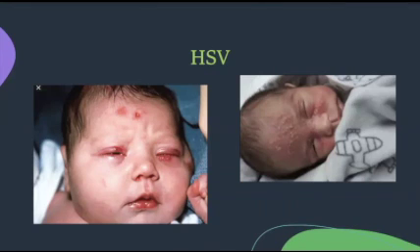Herpes simplex virus: you can see in the picture newborns who were born from mothers who had herpes simplex virus. They have herpes papules on their body, on the face, in the eyes, and other parts of the body. Herpes simplex virus infection during pregnancy can pose a serious threat to the developing fetus and newborn infant. Transmission typically occurs via direct contact between the neonate and the infected maternal genital tract.